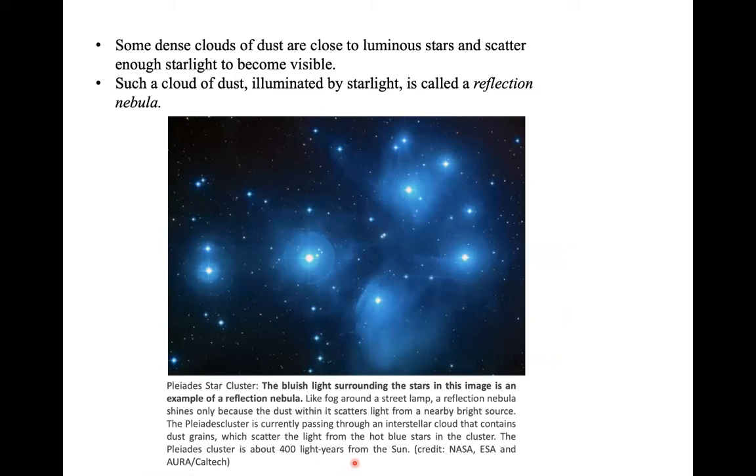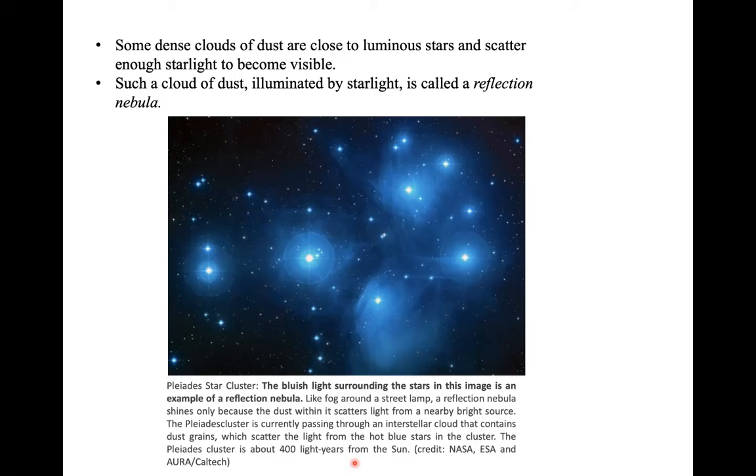This is actually what we call the Pleiades star cluster, or what is popularly known among us as the Seven Sisters, right? This is a star cluster, and this is an example of a reflection nebula. Just read through the information here. You will see what it actually means.